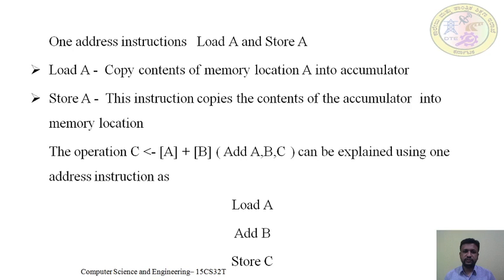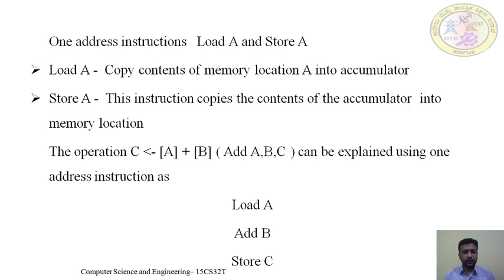Store A. So this instruction copies the contents of accumulator into the memory location. So here A is the destination, accumulator is the source. From the accumulator, the contents are transferred into the memory location. Okay. Let's look at the 3 address instruction. Add A, B, C.